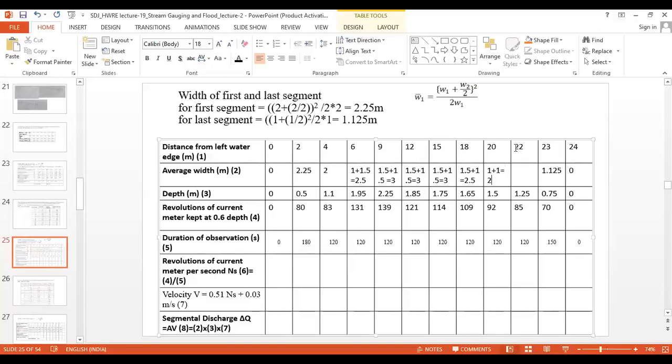Then left of 22, 20 is there, means 2 meters, half of that is 1 meter, plus right of 22, 23 is there, means 1, so half of the 1 is 0.5, so that is equal to 1.5. Is it clear now how we have calculated the average widths? We have just taken half of the width of the right-hand side and half of the width of the left-hand side, so this will be right and this will be left. Likewise we did the calculations over here.